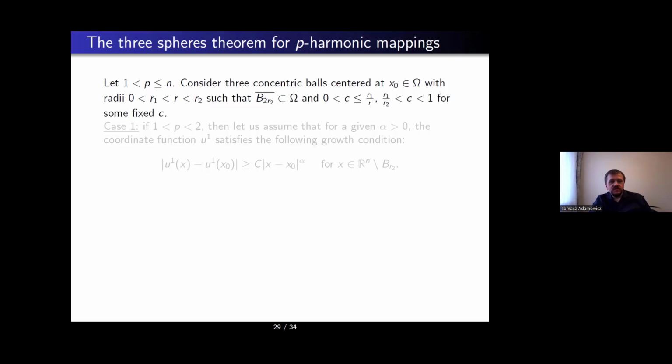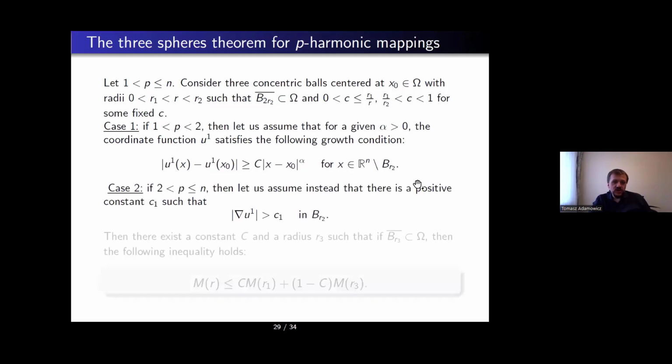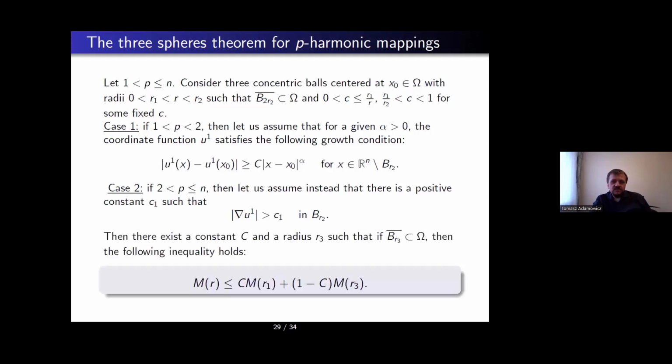We need to split the discussion depending whether p is between 1 and 2 or bigger than 2. In the first case, we assume that coordinate function u1 grows faster than a power function outside of the largest ball, while for p between 2 and n, we assume that the gradient of u1 is separated from 0. And then under these assumptions, we may show that there exists a constant c and a radius r3, so that the following three spheres theorems holds.